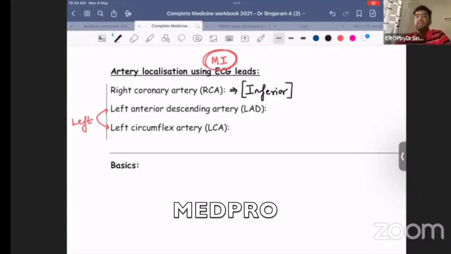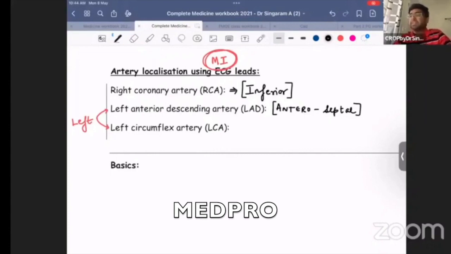Okay, right. Then we have the left anterior descending artery, which is going to supply the anterior parts, and not only anterior, it is also supplying the septal areas. So the anteroseptal portions of the heart. Okay.